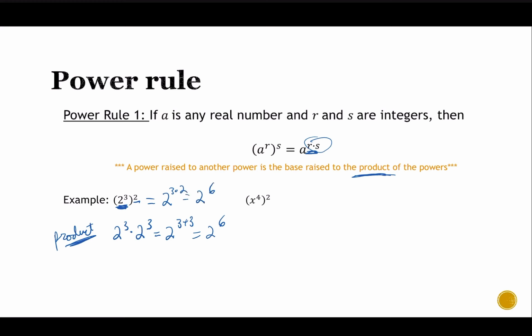And this also will work for variables. They don't necessarily have to be a whole number. Well, x stands for a real number. So if I have x to the 4th squared, that's x to the 4th times x to the 4th, which would give me x to the 8th, which is x to the 2 times 4, which is x to the 8th. So we see that this rule works. Let's look at some examples.